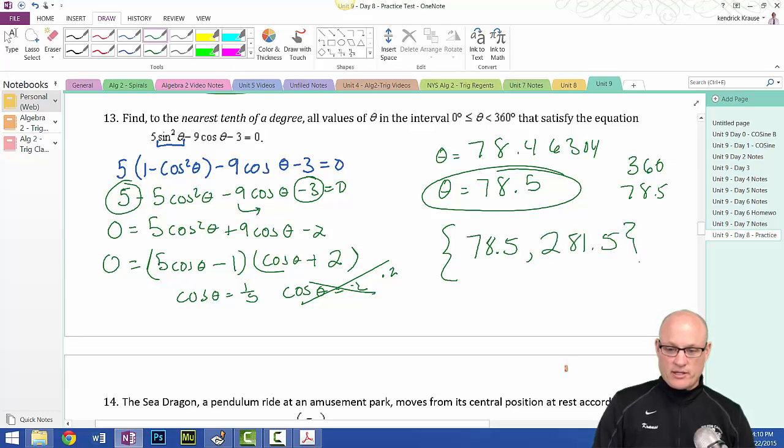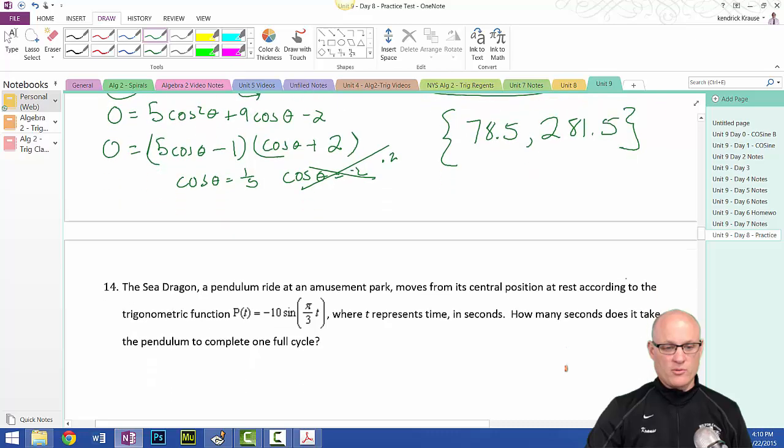281.5. Another mistake on my answer key over here. Man. That's what happens when you do math 24/7 on the weekends, especially. We're almost halfway there, kids.